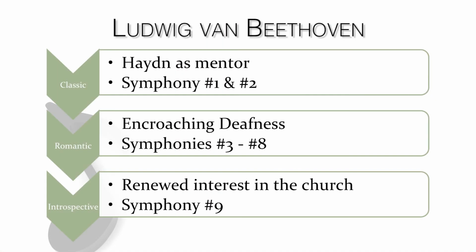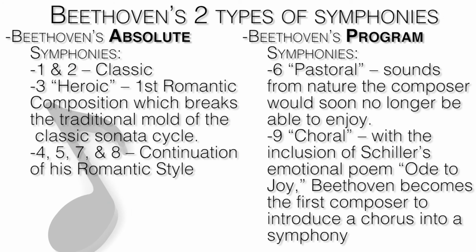The classic period composers were Haydn and Mozart, and then our transitional composer is Beethoven, who leads us from the classic to the Romantic period. Beethoven composed 9 symphonies. 7 of those symphonies are absolute, 2 are programmatic. Once we arrive in the Romantic period, composers tend to choose either to do absolute symphonies or programmatic symphonies. Since Beethoven did both styles, it was fine.